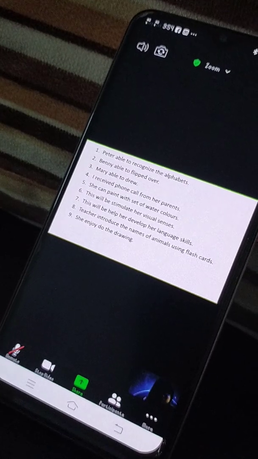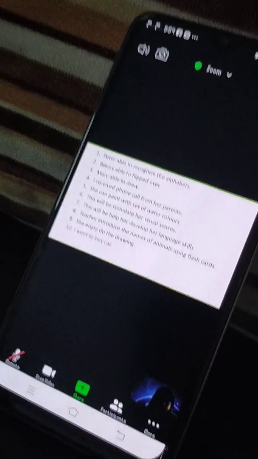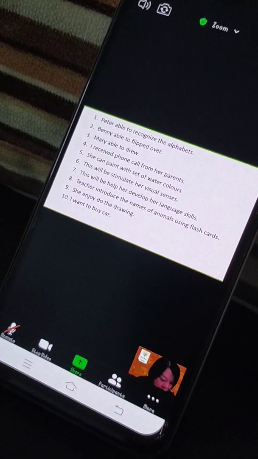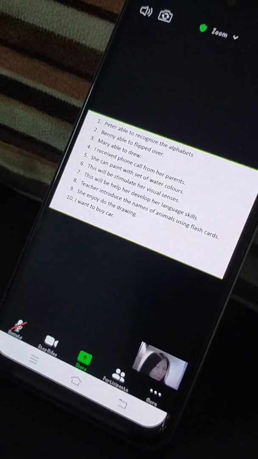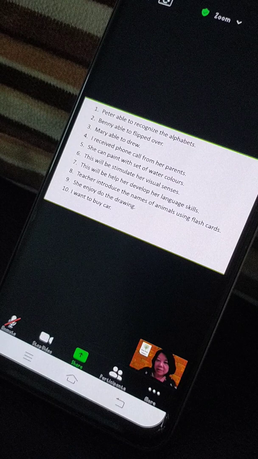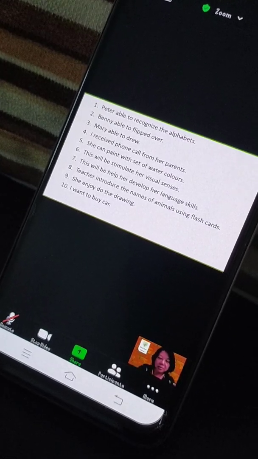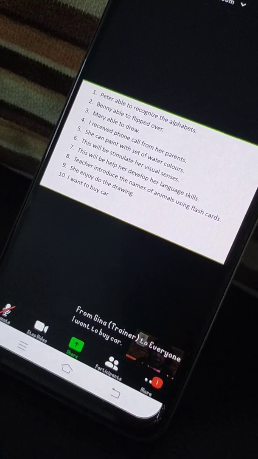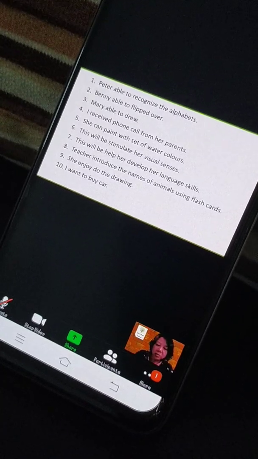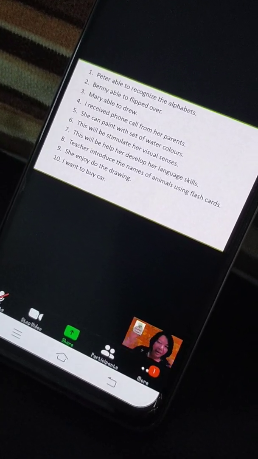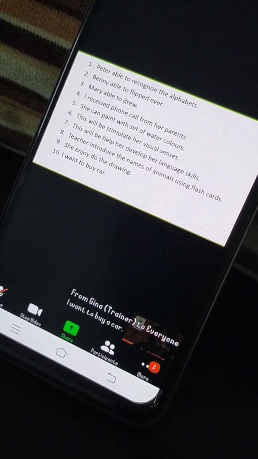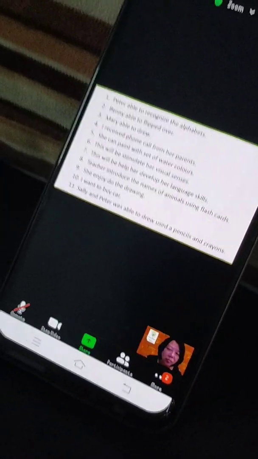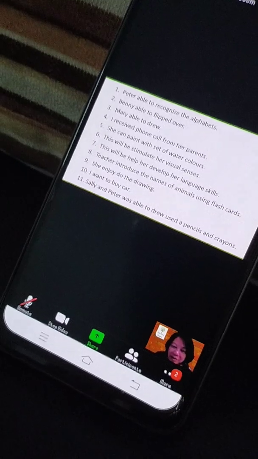Any questions on this? I want to buy car. I want to buy a car. Yes, quantifier. I want to buy a car. Sorry. Wrong. Want to buy a car. I want to buy 10 cars. Quantifier. Yeah. Sally and Peter was able to draw used pencils and crayons.